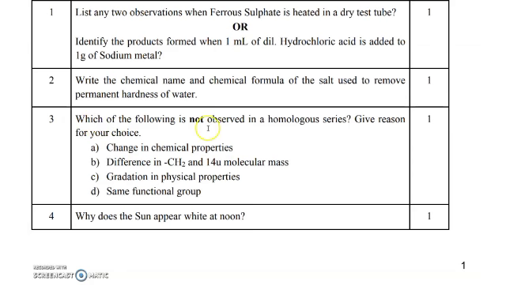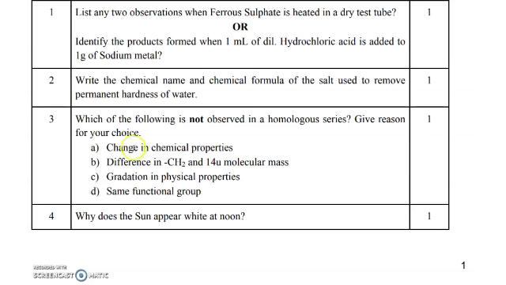Which of the following is not observed in a homologous series? Give reason for your choice. So there are 4 options given about our homologous series. You have to know what a homologous series is. It is from the chapter carbon and its compounds. You have to know what a homologous series is and what the examples are. There are 4 properties given, and we have to select which is wrong.